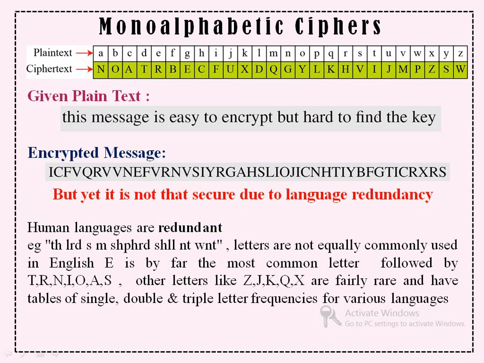Suppose this is just an example based on the table that is given over there. Suppose the plain text is: this message is easy to encrypt but hard to find the key. This is the plain text, and if you go by the previous example, in that way we get this huge ciphertext. If you observe over here, this one is the encrypted text. There is nothing new to it. This we already know.